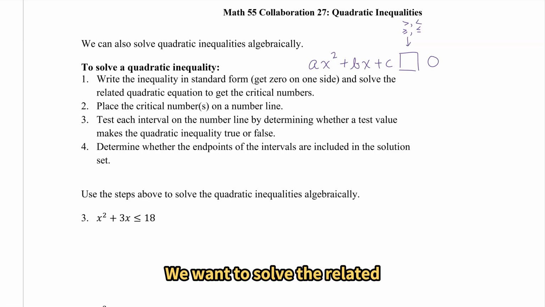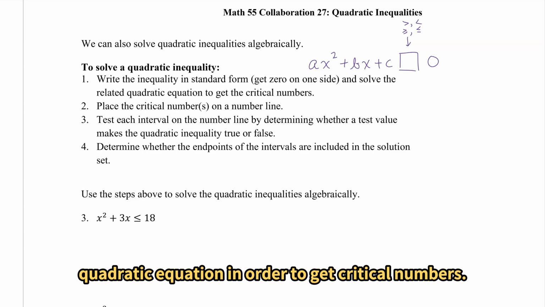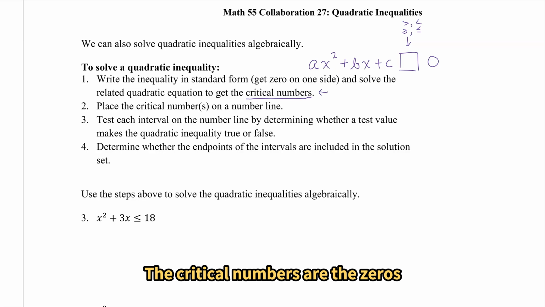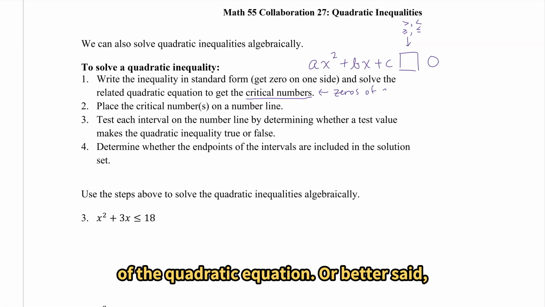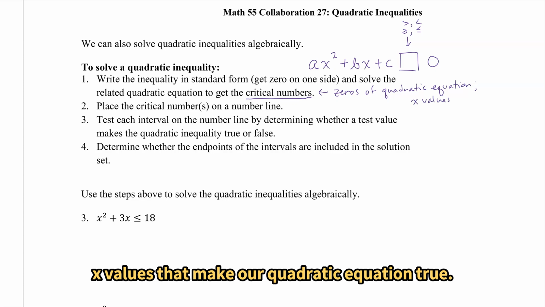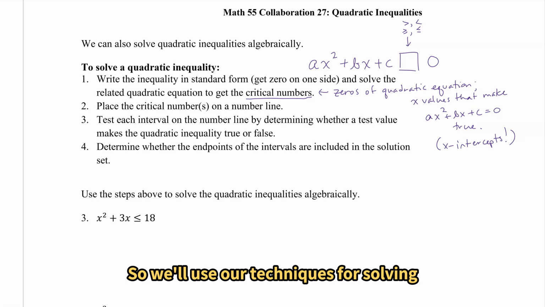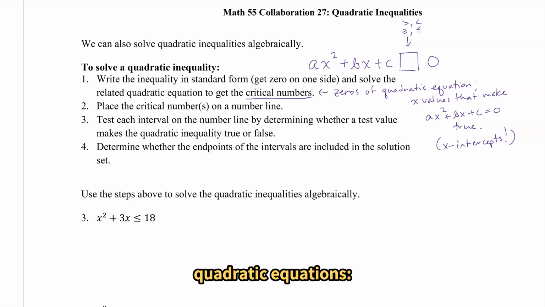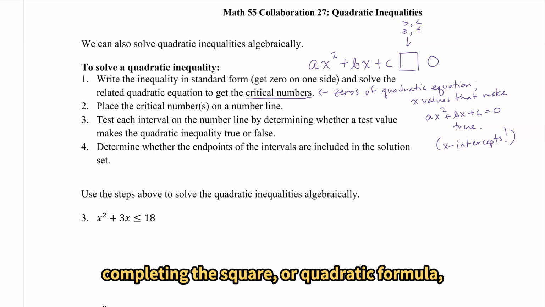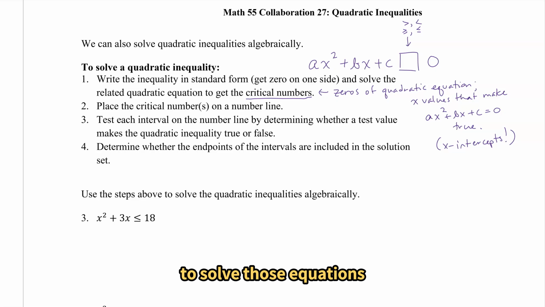We want to solve the related quadratic equation in order to get critical numbers. The critical numbers are the zeros of the quadratic equation, or better said, the x values that make our quadratic equation zero. We're looking for the x-intercepts of the graph. So we'll use our techniques for solving quadratic equations, factoring, square root property, completing the square, or quadratic formula, to solve those equations and get these critical numbers.